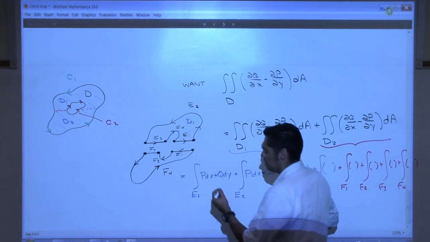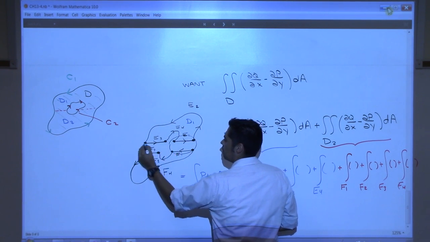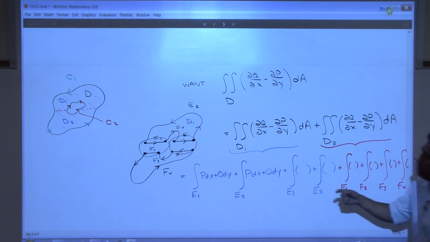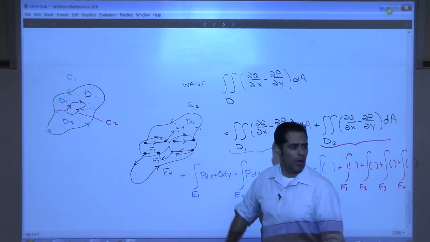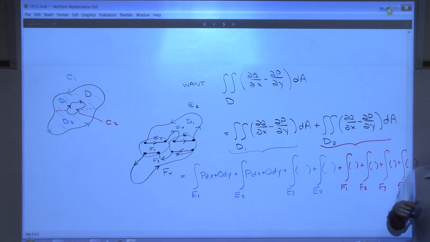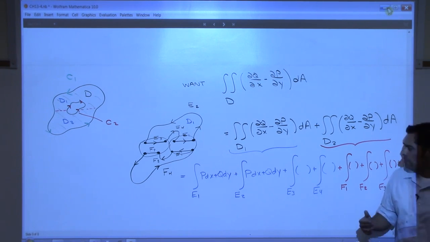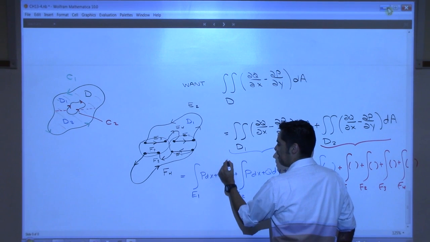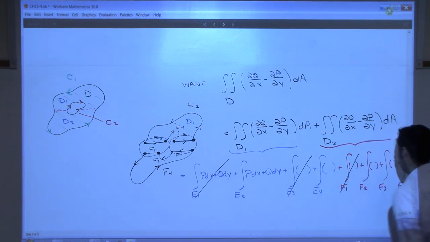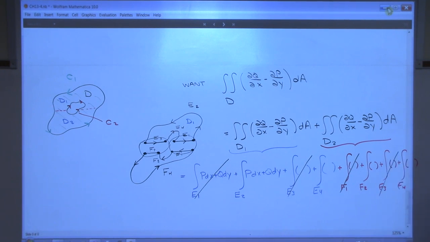I'll give you a hint. Do these cancel? Do these cancel? They're opposite directions. Do you notice that E1 is the opposite direction of F1? In line integrals, if you change the direction, you get the same answer but negative. So this integral right here over this path should cancel out with the one over F1. And E3 should cancel out with what? F3. And what's left is pretty amazing, I think, if you see it.